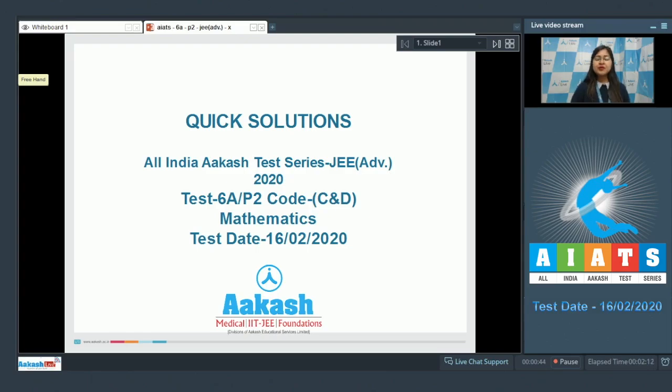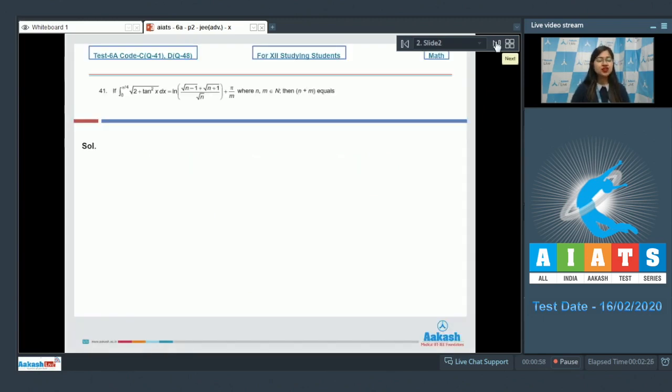Hello everyone, today we'll be discussing the quick solutions of All India Akash Test Series, Test 6A Paper 2 Mathematics, which was held on 16th February 2020.